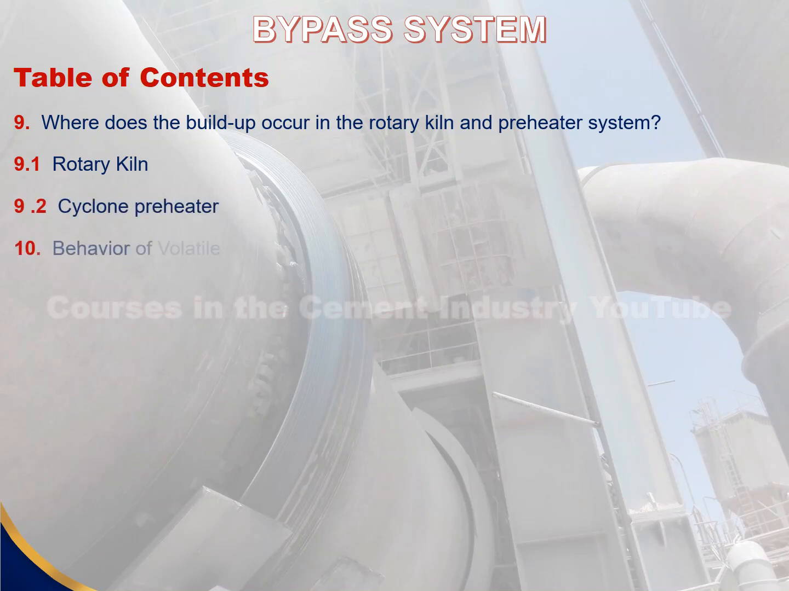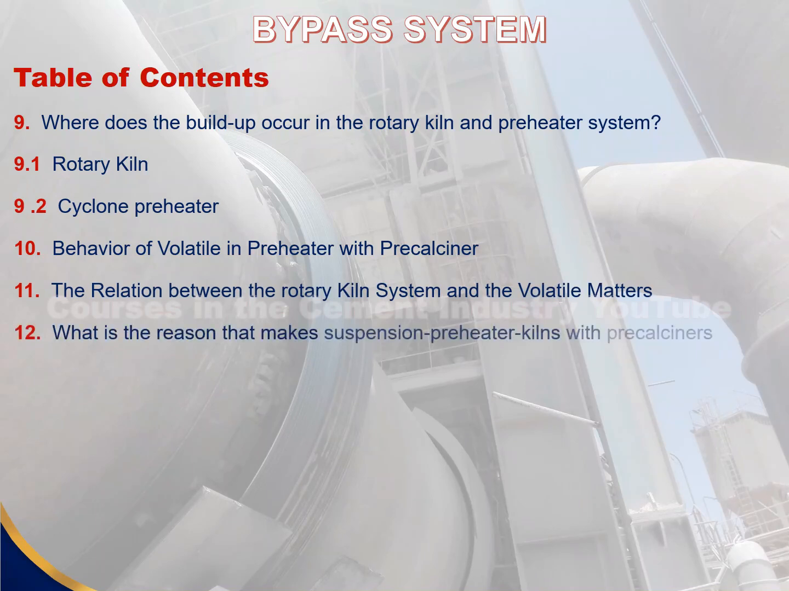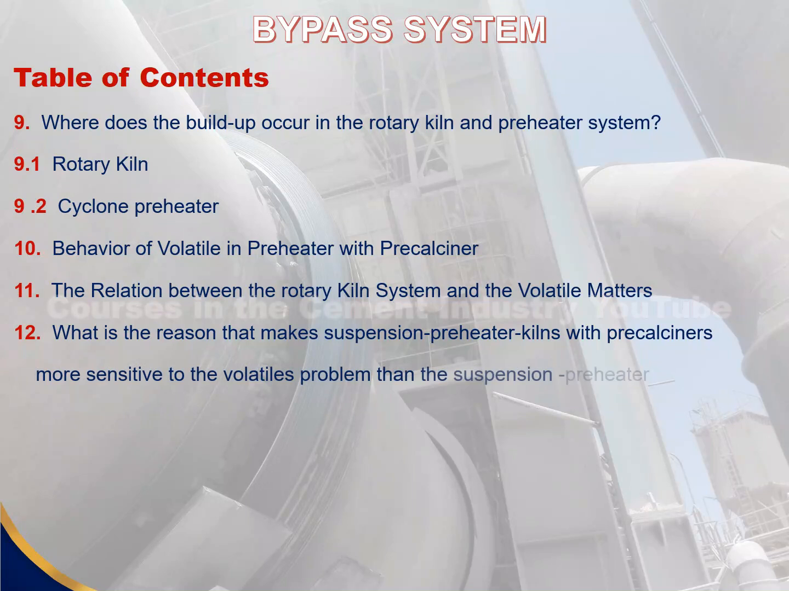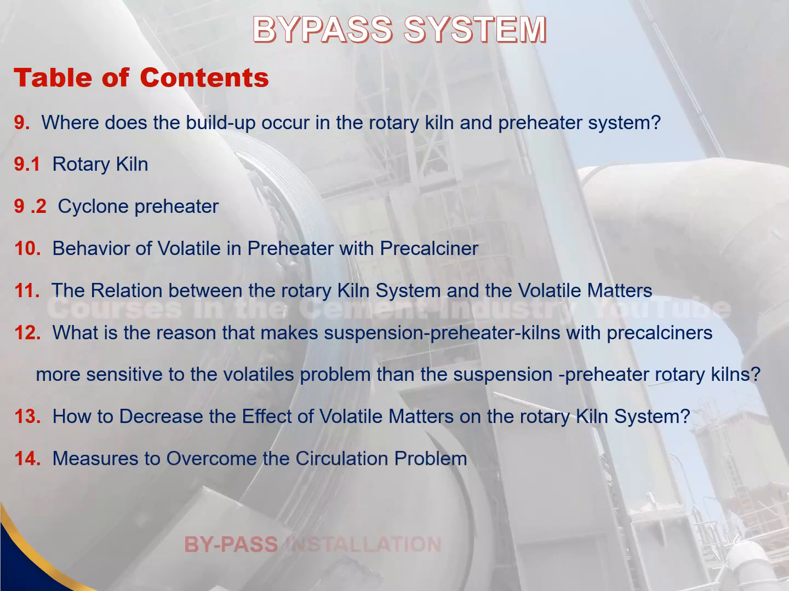10. Behavior of volatile in preheater with precalciner. 11. The relation between kiln system and the volatile matters. 12. What is the reason that makes suspension preheater rotary kilns with precalciners more sensitive to the volatiles problem than the suspension preheater rotary kilns? 13. How to decrease the effect of volatile matters on the rotary kiln system. 14. Measures to overcome the circulation problem. Note: Bypass installation in dry process.